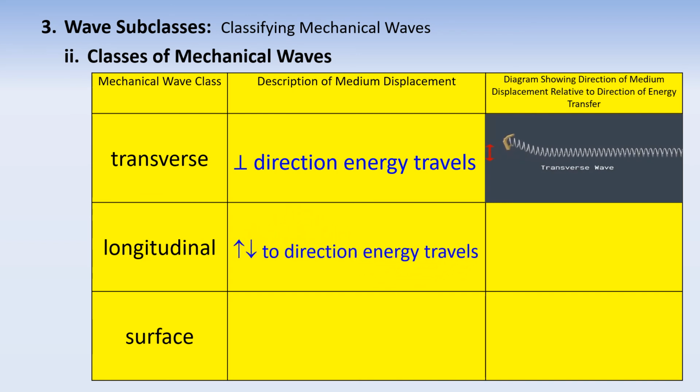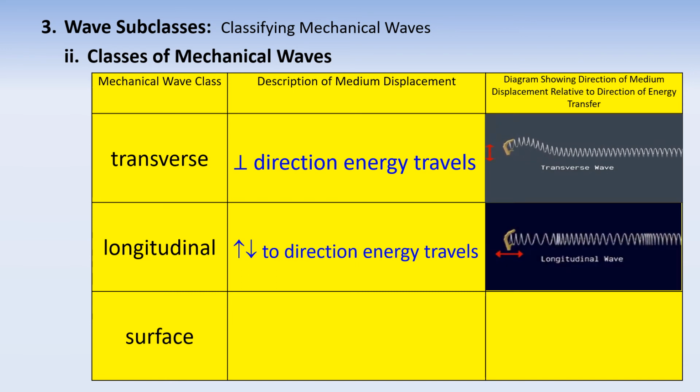In the second class of waves, what we call longitudinal waves, the medium moves both parallel and anti-parallel to the direction the energy travels. So once again, we'll take a look at a wave created on a coil spring.